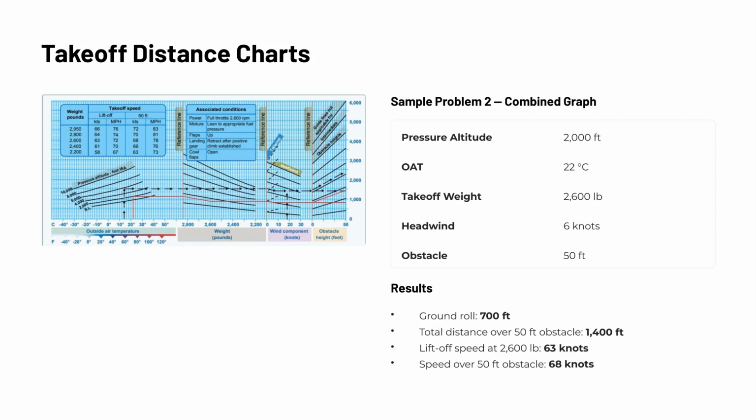Notice how the obstacle clearance requirement effectively doubles the ground roll in this case, a reminder of just how significantly that additional climb requirement impacts your planning. The graph also gives us critical speed information. At 2,600 pounds, our liftoff speed is 63 knots, and we need to be at 68 knots as we cross the obstacle. These reference speeds are essential for flying an accurate and safe departure profile.